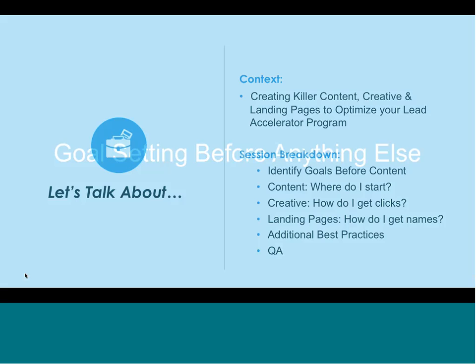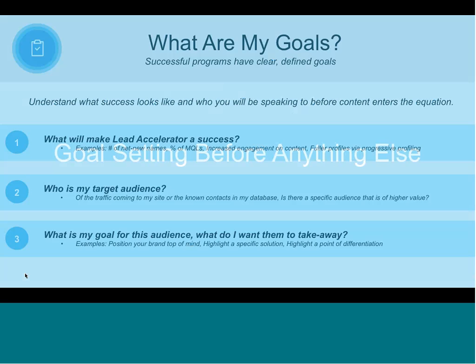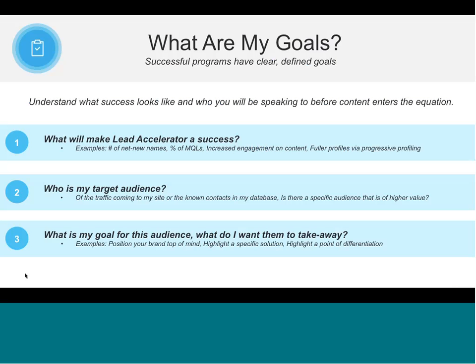Perfect. Getting started here, I think it's really important to look at goals, especially for LLA, before you get into the nitty-gritty of specifics around content, creative, and landing pages. Really take a step back and ask yourself, what do I want to get out of this program? Because similar to any marketing automation system, there are a lot of different ways you can slice and dice your LLA program. So you really want to understand what your initial goal is.